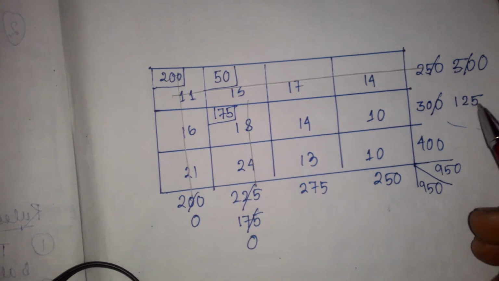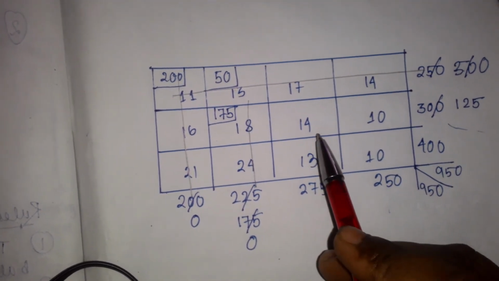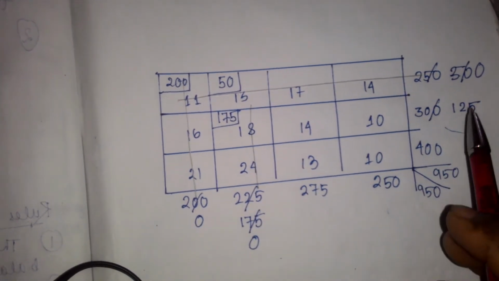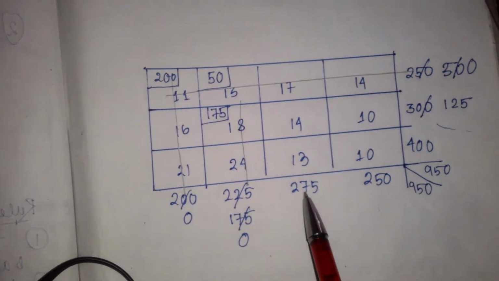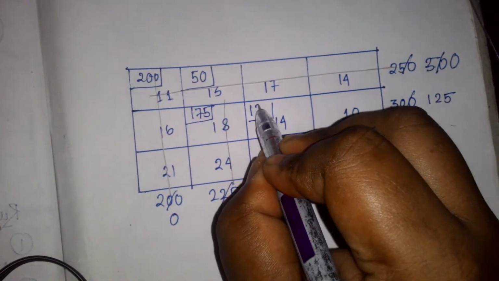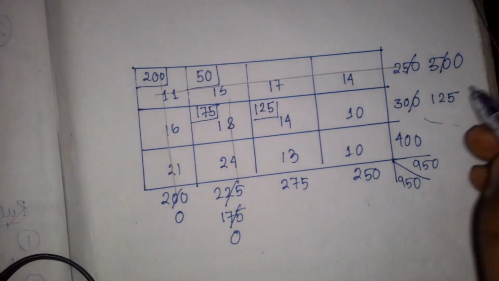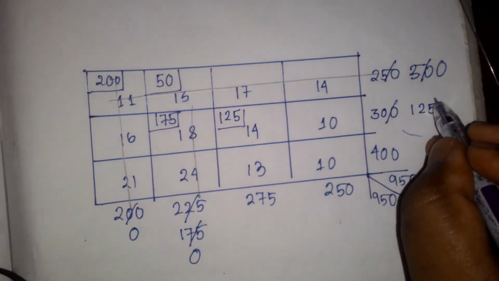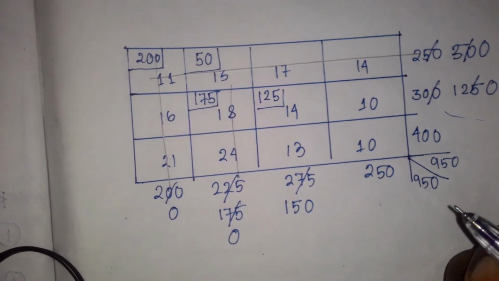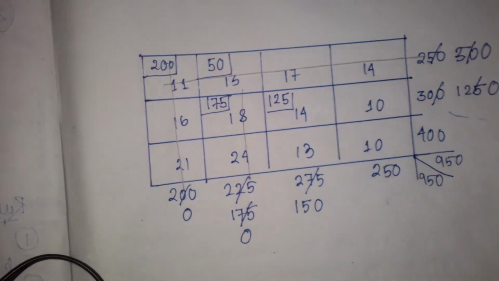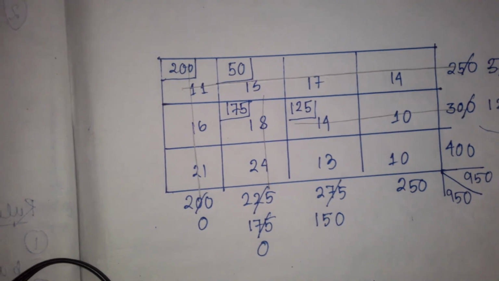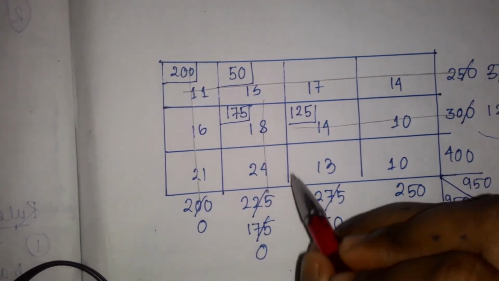Now the northwest corner of the matrix is here. The supply value is 125 and the demand value is 275. So the cost is marked with the lesser value, that means the supply value, then it is 0 and this will be 150. Now the supply value is 0, so this will be terminated. The remaining matrix is this.